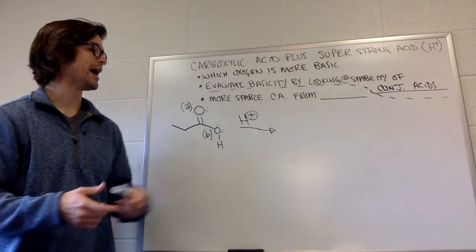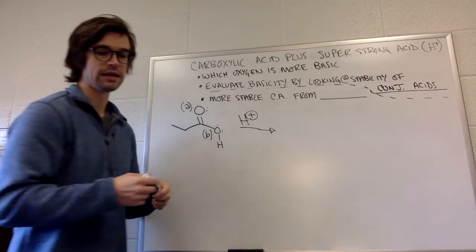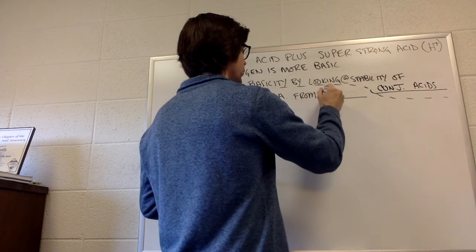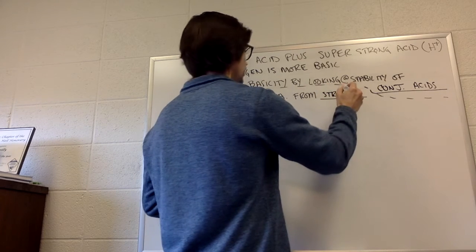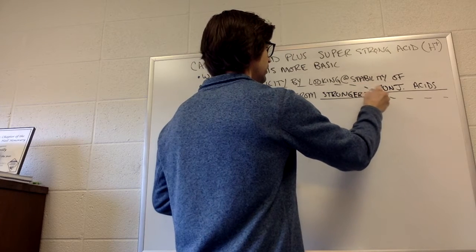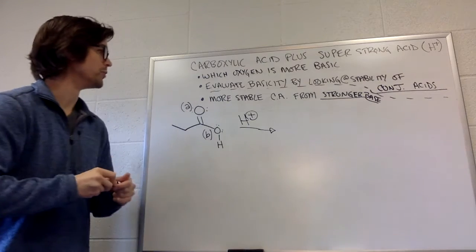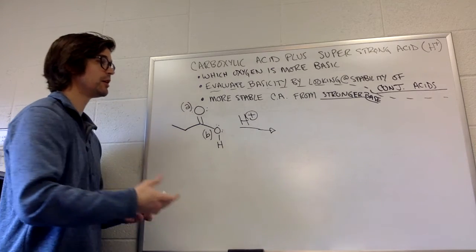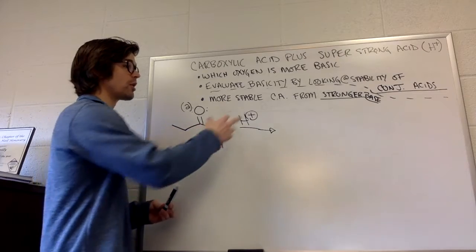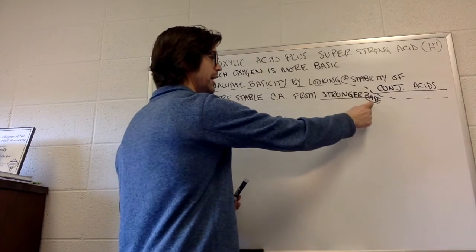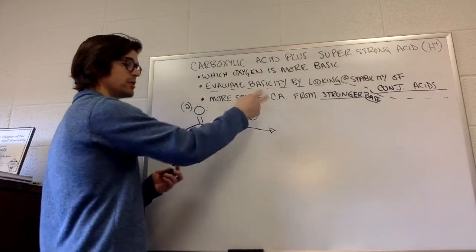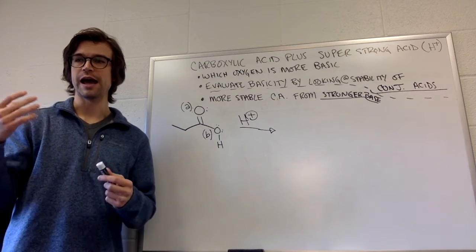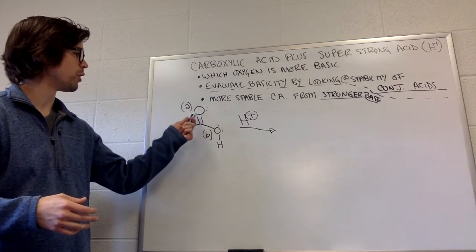So the more stable conjugate acid came from the stronger base. Just like the stronger acid generates the more stable conjugate base, the stronger base generates the more stable conjugate acid. So it's kind of saying it in reverse. The stronger base, once it grabs a proton, generates the more stable conjugate acid. So it's the same situation as we are used to seeing with the acid, but now we're looking at the base. So what happens if we protonate A versus B?